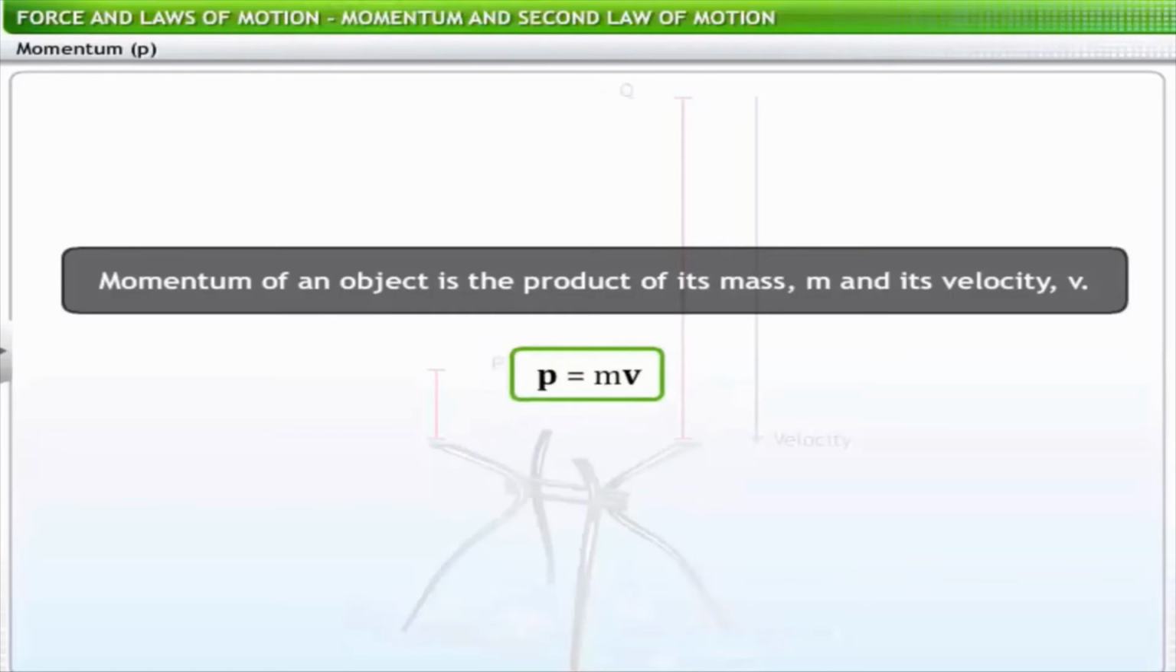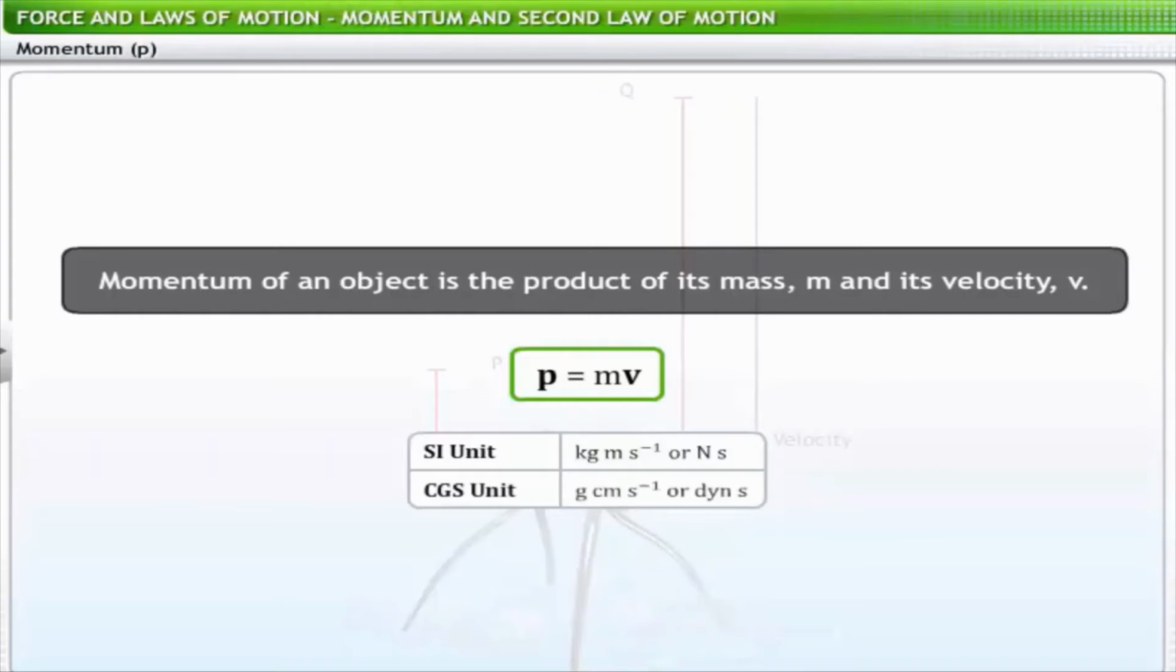Momentum is a vector quantity. It is measured in kilogram meter per second or Newton second in the SI system, and in gram centimeter per second or dyne second in the CGS system.